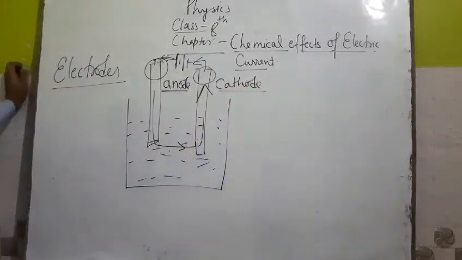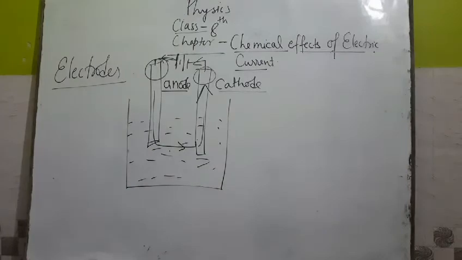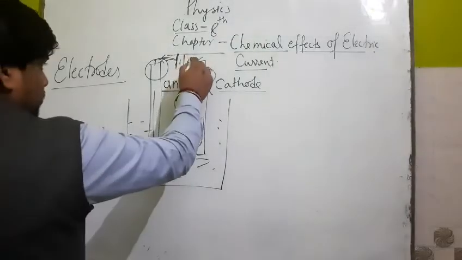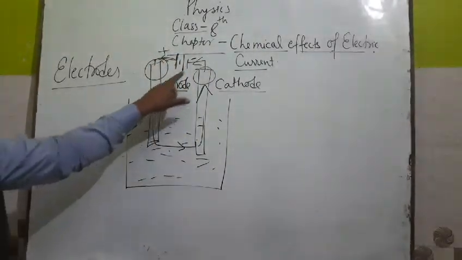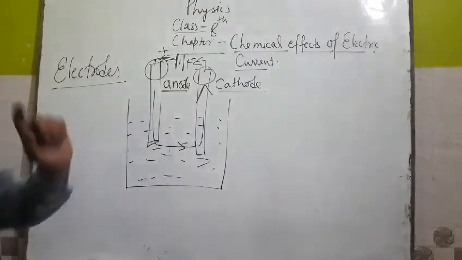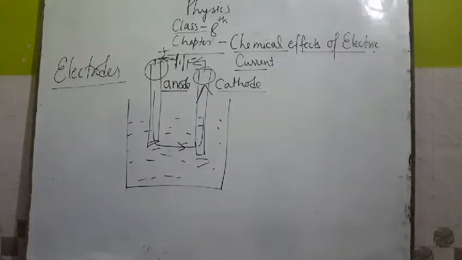Cathode, anode. Okay. In an electrolytic cell, you know that this small one is negative and this is positive. Means anode is positive and cathode is negative. In an electrolytic cell, anode is a positive electrode and cathode is a negative electrode.